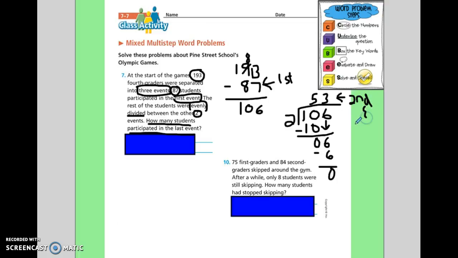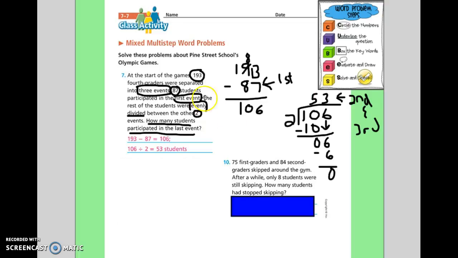So if I read the question again, they want to know how many students participated in the last third event. And now we know our answer is 53 students participated in that last event. All right, great work. So again, first we had to subtract and then we had to divide. So that was a multi-step problem.